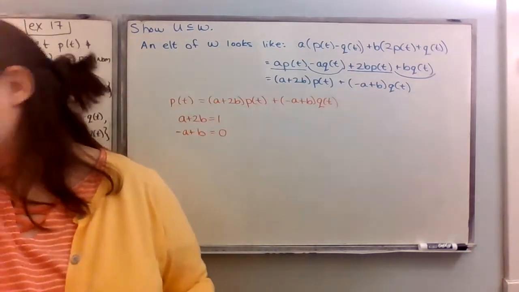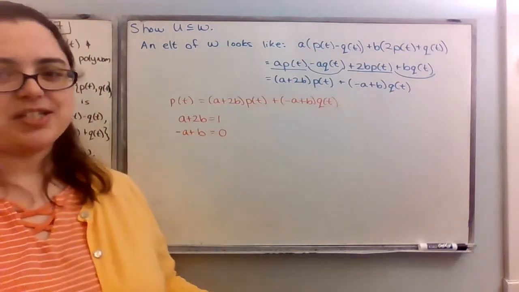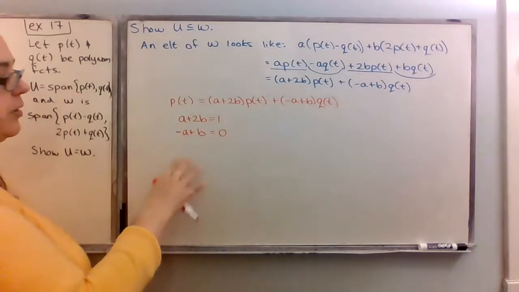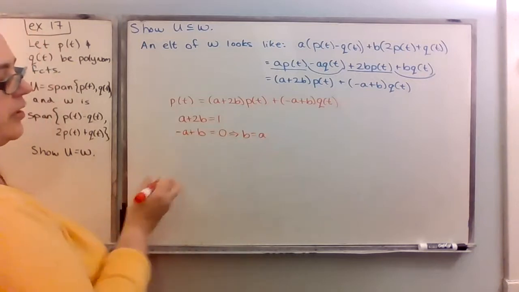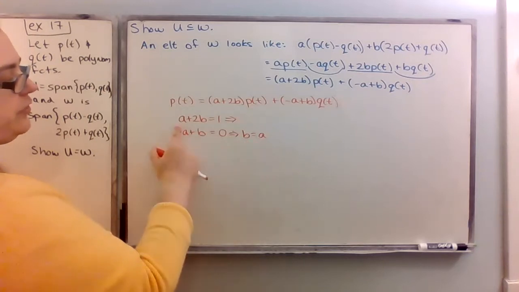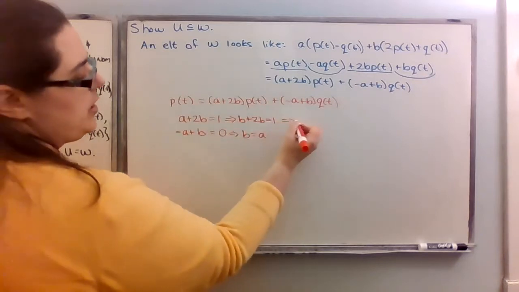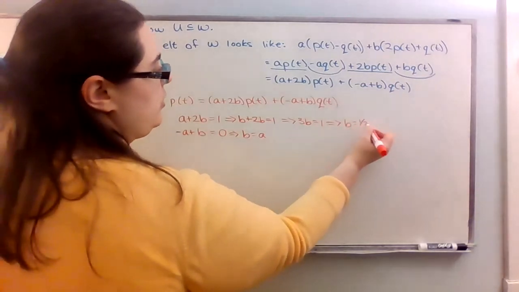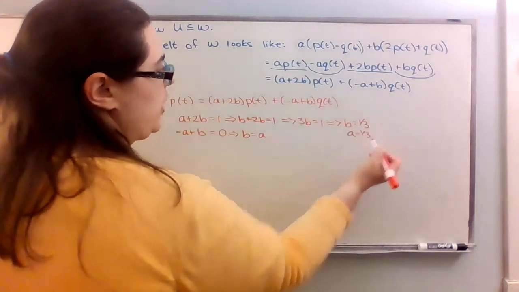Now, if you wish, you can use a matrix to solve this. But it's actually much easier just to solve for one variable and then plug into the other equation. So that's what I'm going to do. From this equation here, B is equal to A. So up here, let's substitute in B for A. That gives me B plus 2B is 1, so 3B is 1, which means B is 1/3. And since A and B are the same, A has to be 1/3 as well.